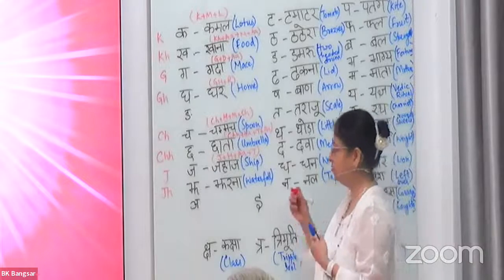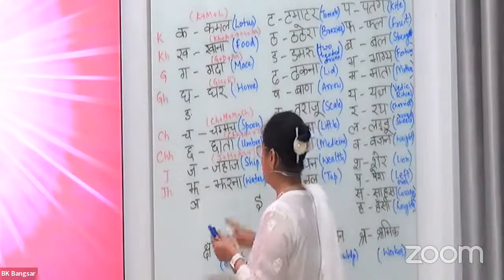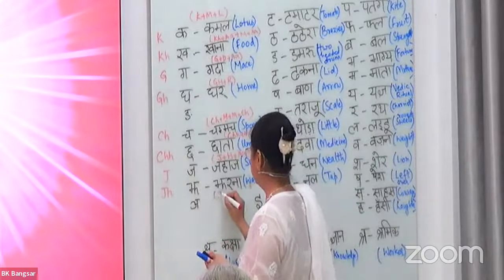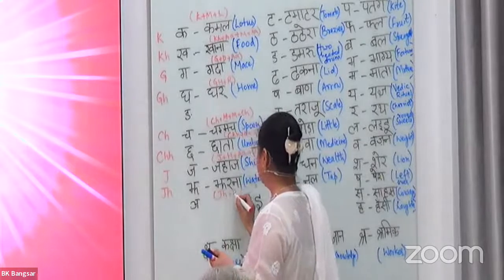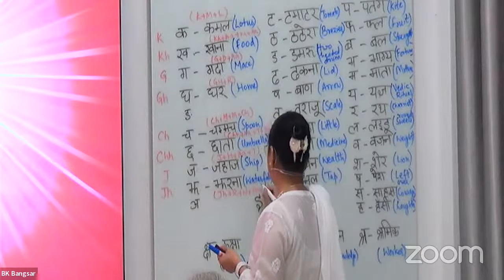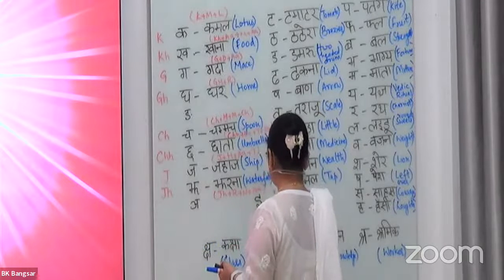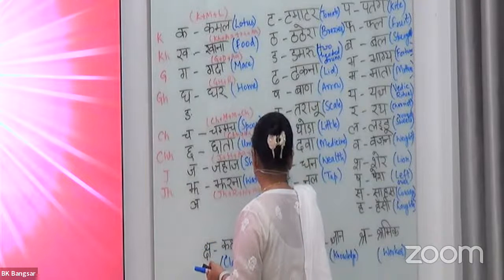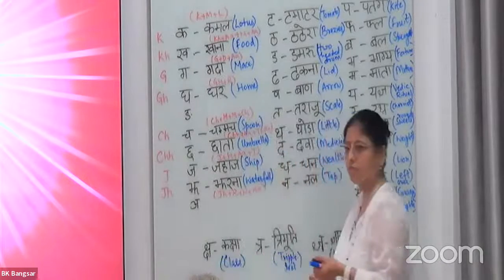How will you pronounce jharna? Jh, a, r, n, a. Waterfall.